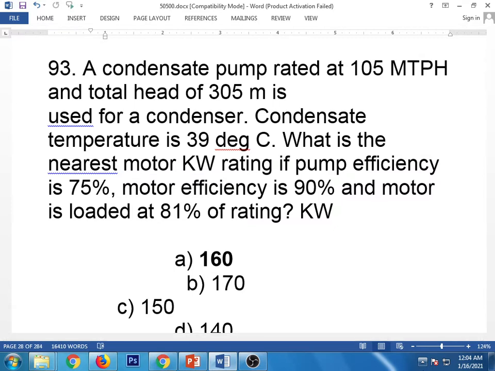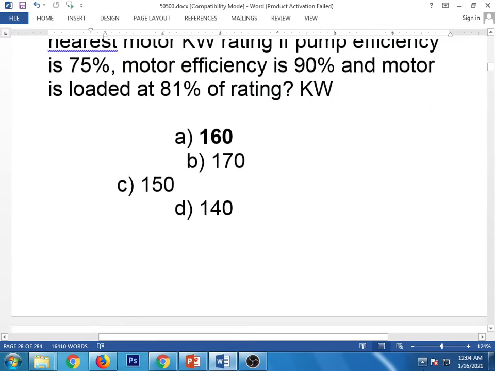A condensate pump rated at 105 mtph and total head of 305 m is used for the condenser. Condensate temperature is 39 degrees Celsius. What is the nearest motor kilowatt rating if pump efficiency is 75%, motor efficiency is 90%, and motor is loaded at 81% of rating? Answer: 160 kilowatt.